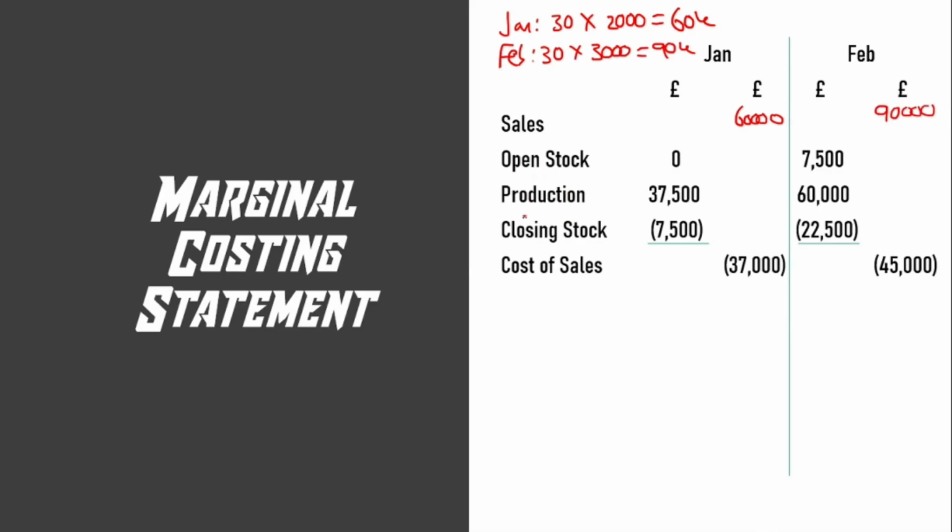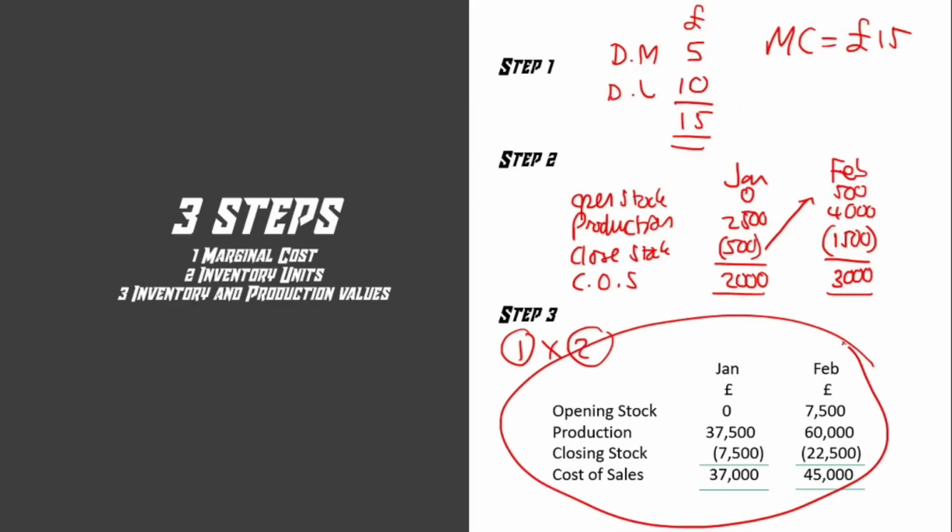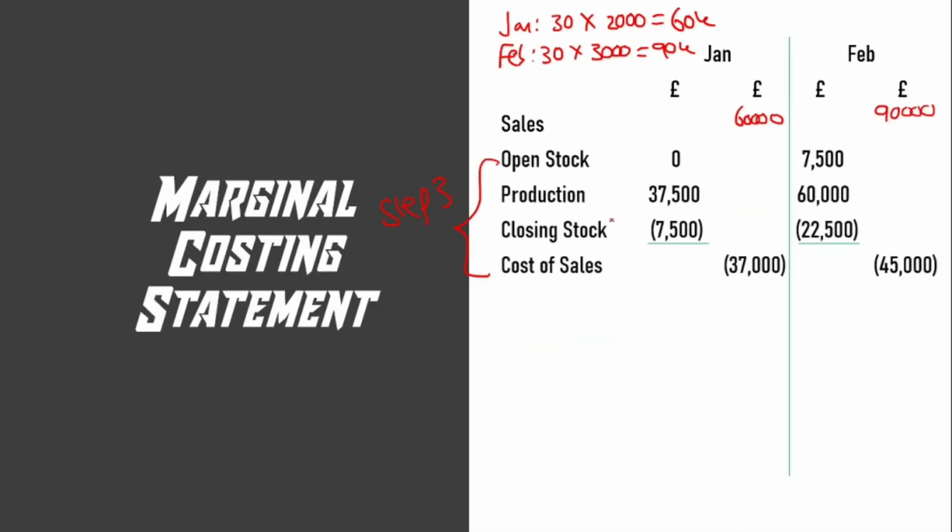Next, we're going to do the inventory flows. These figures here are from step 3. Basically transferred these figures to the marginal cost statement just to save you guys some time, and that's basically what you need to do, this part here. And then to get the contribution, we're going to have to do the sales minus cost of sales, which will give us for January £23,000 and for February £45,000. And then once you've done that, we can then look at the fixed costs.